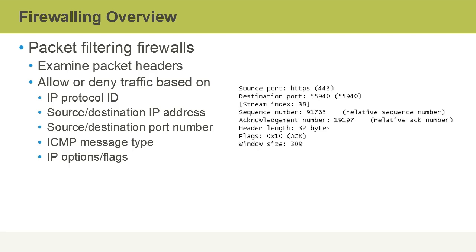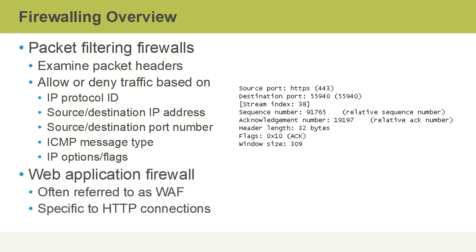A web application firewall is a little bit more detailed because it's designed to really dig a little bit deeper in the packet payload beyond just the headers. It's often referred to as a WAF, and it is specific to HTTP connections, whereas packet filtering firewalls can look at any type of traffic.